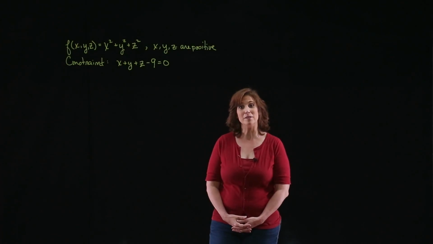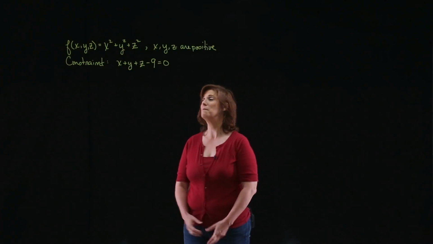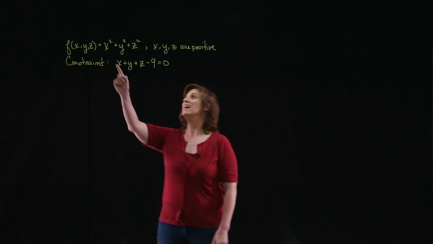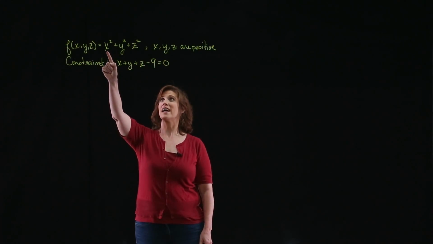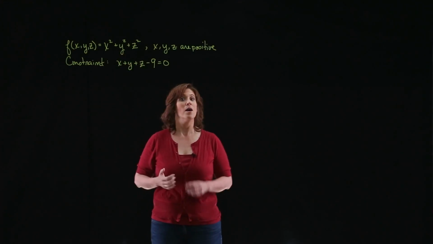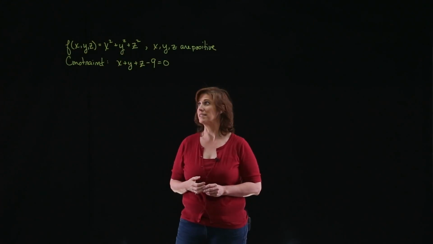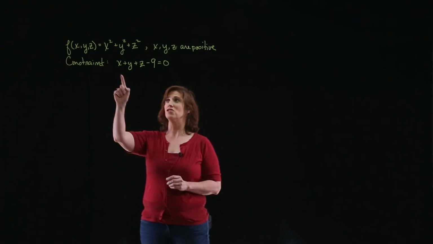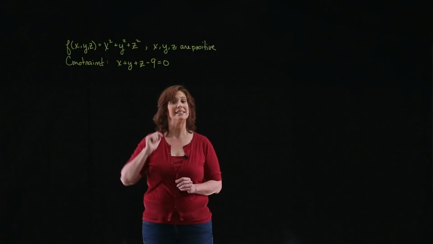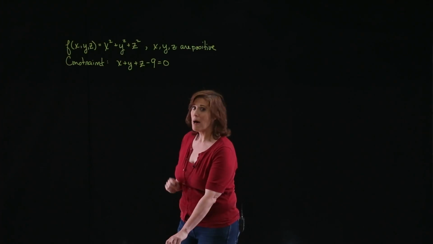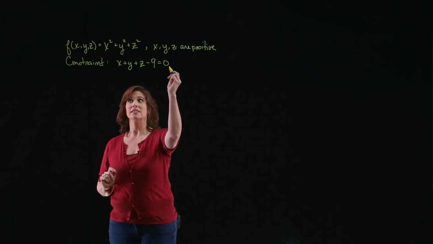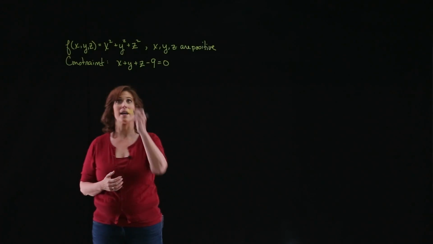Hello, I'm Cheryl. In this problem, we're going to be using Lagrange multipliers to help us find the minimum value of my function f of x, y, z equals x squared plus y squared plus z squared, where I know that x, y, and z are all positive, and it follows the constraint that x plus y plus z minus 9 equals 0. So I'm going to begin by turning this constraint into a function of x, y, and z.